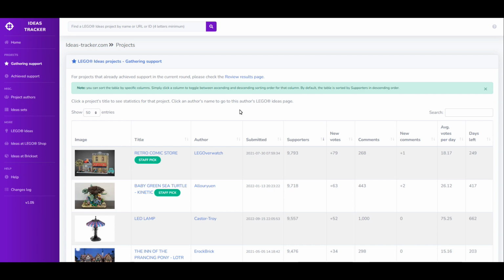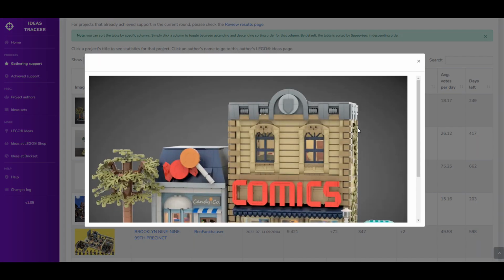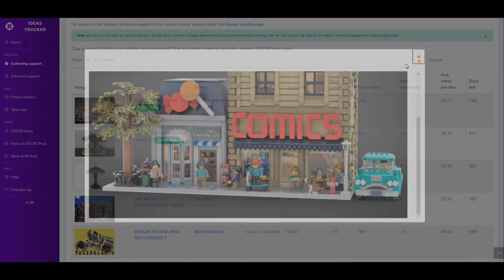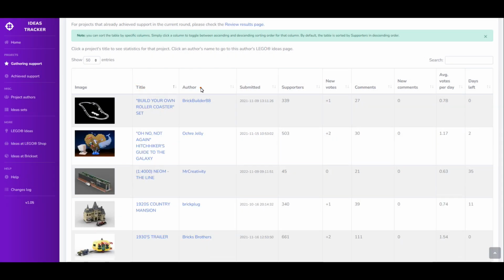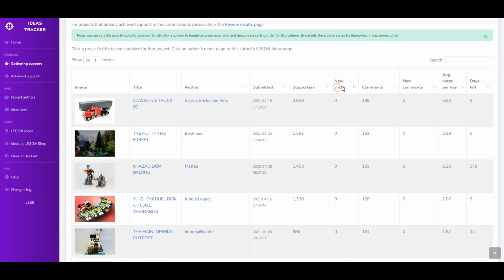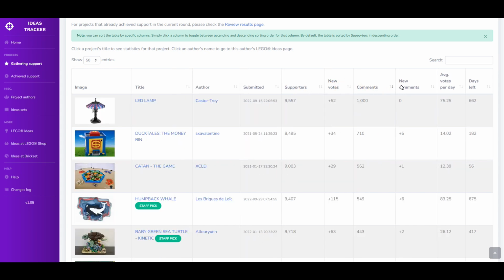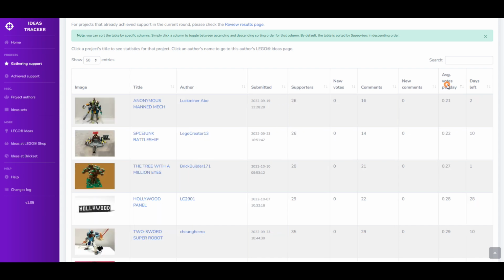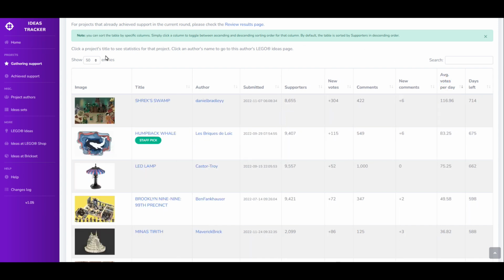But this was only the dashboard. We also have a list of every LEGO Ideas project currently gathering support, along with pictures and with sorting by any column you like. This allows you to easily find the best and worst submissions in any category, and I think that one of the most interesting categories is the average amount of votes per day. Can you believe that some folks can clock over 100 votes a day on average?